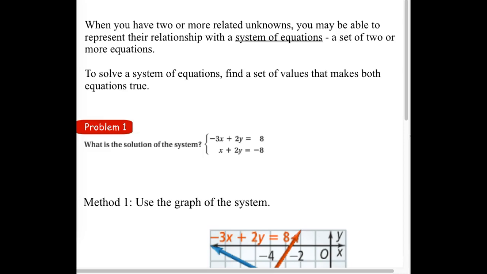When you have two or more related unknowns, you may be able to represent their relationship with a system of equations. A system of equations is just a set of two or more equations that we have to solve simultaneously. So to solve a system of equations, we have to find a set of values that makes both equations true.